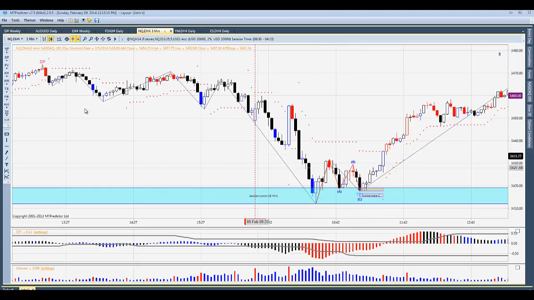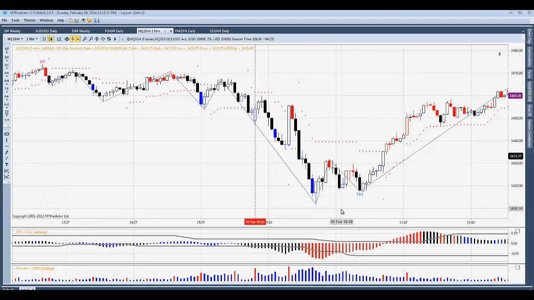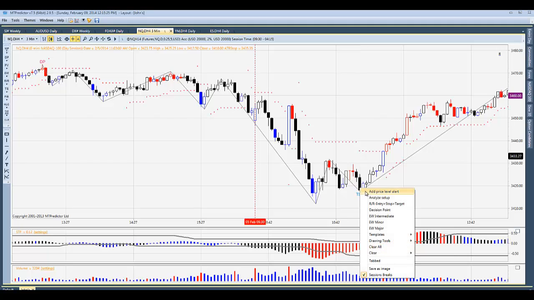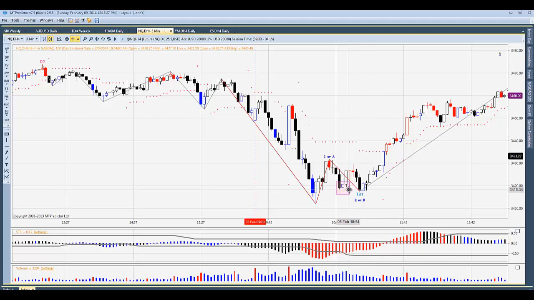And now, this is what the software has picked up. The software has seen this TS1 buy setup here, telling us that we have an ABC correction in wave 2. Here's the wave 2 support area. He says wave 2 or B. Well, we expect that this is going to be a wave 2 because the starting point is a significant low from the 15-minute chart.